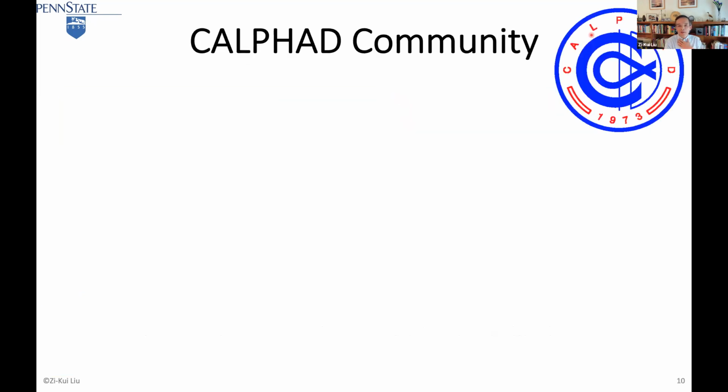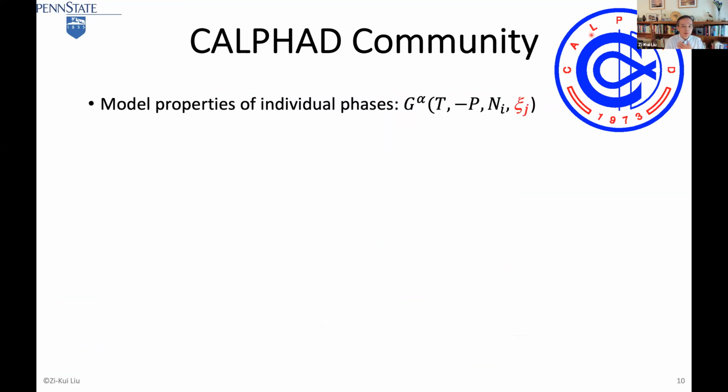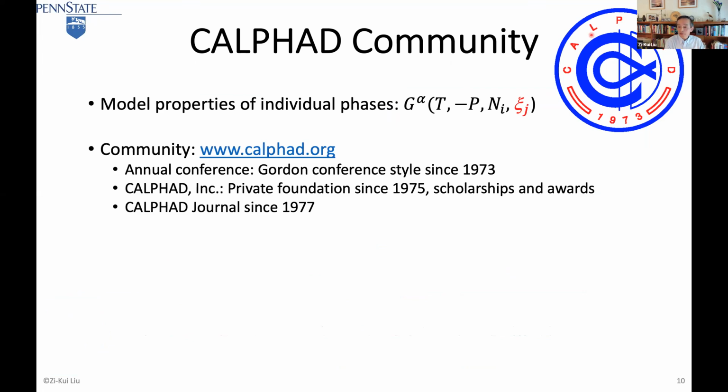I do want to show another slide about the CALPHAD community. CALPHAD is a small group, a few hundred people. It stands for modeling Gibbs energy, and it has an annual conference. If you go to www.calphad.org, it has been going on since 1973. It is a private foundation, which provides financial backing for the society. It provides scholarships and awards. We have a journal since 1977.